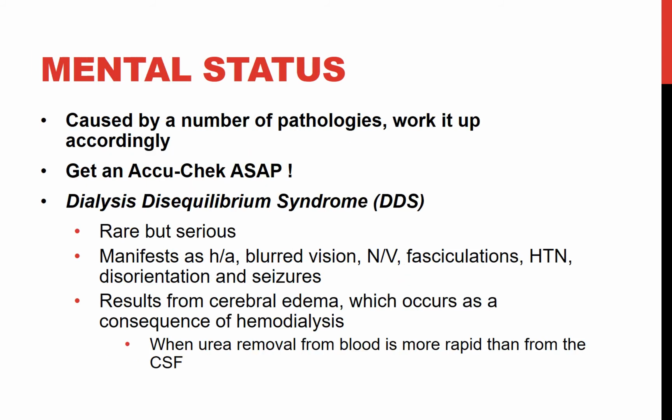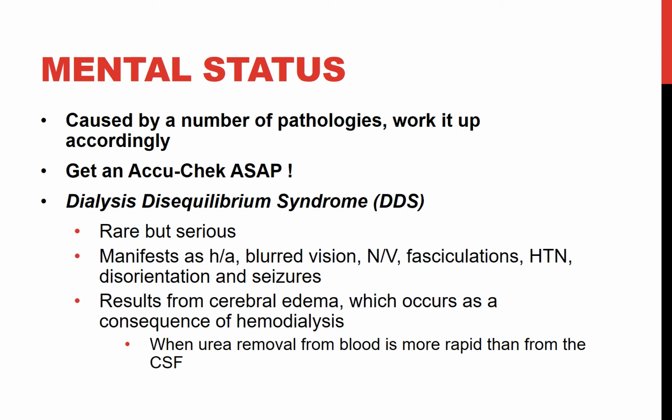Altered mental status can be difficult to evaluate, but it is an important indicator of serious underlying pathology. Remember that a chronic renal failure patient is often also diabetic and may be prone to hypoglycemia, so try to get an AccuCheck as soon as possible.